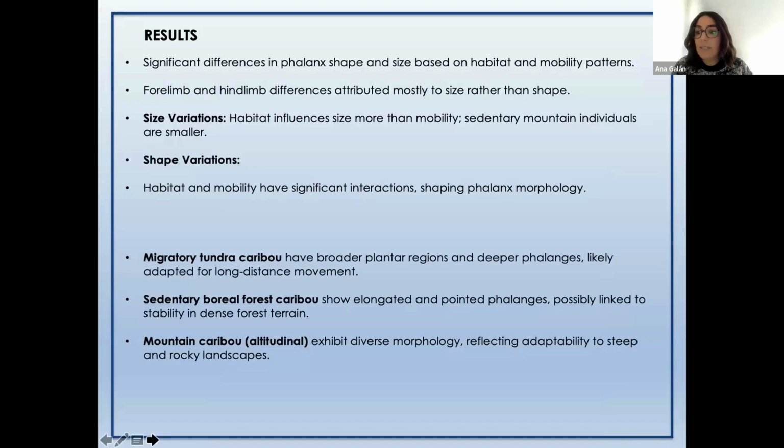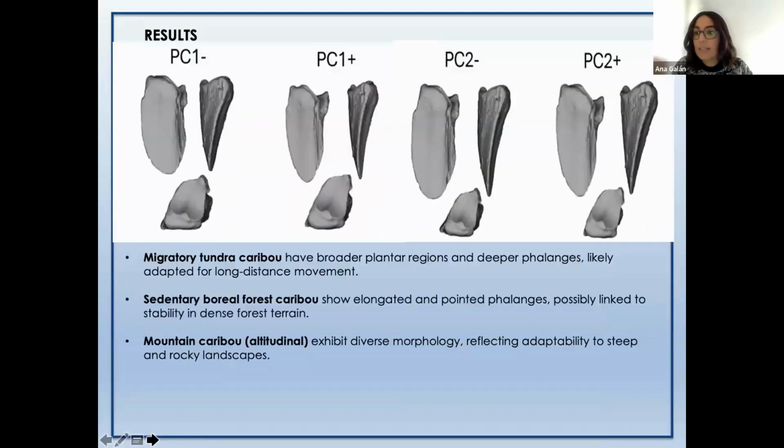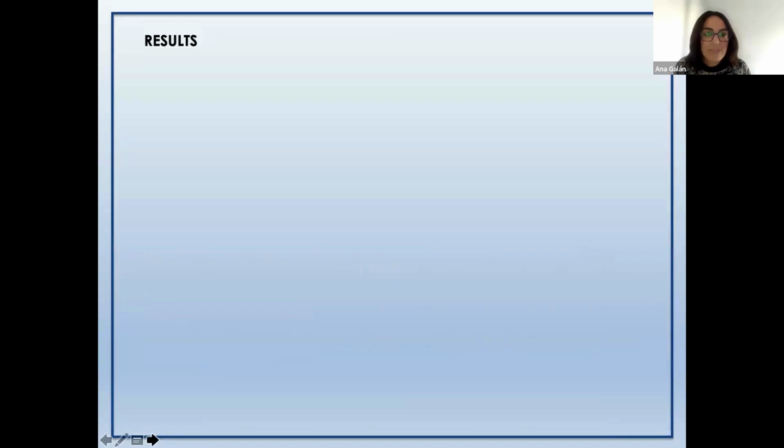Our findings show that migratory and altitudinal caribou exhibit more elongated and robust phalanges compared to the sedentary ones. These differences align with the movement patterns, where migratory individuals cover long distances in open environments, while sedentary individuals remain in more closed forested areas.